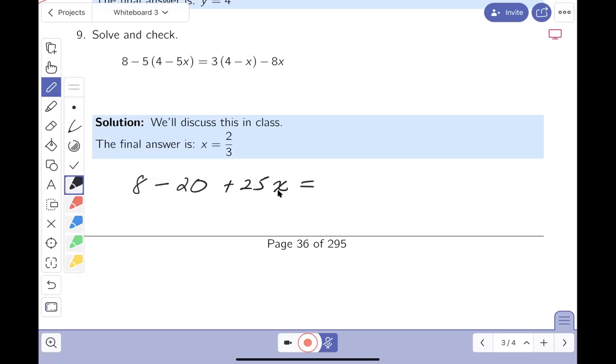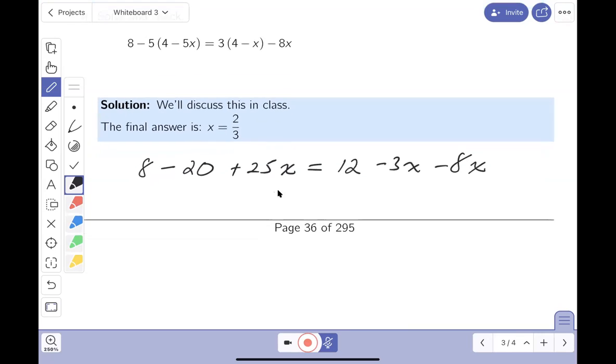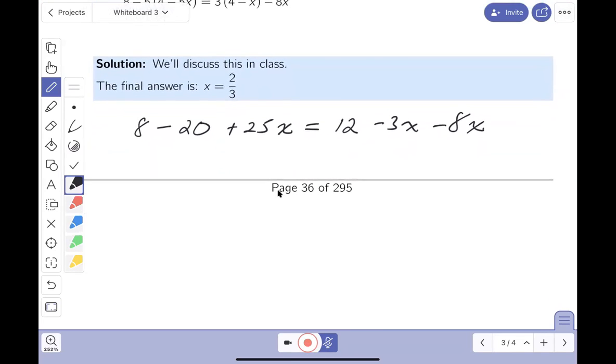Distributive property, 3 times 4 is 12. And 3 times minus x is minus 3x, minus 8x. Mistakes happen. And when they do happen, at least try to determine why a mistake happened. All right. I'm still simplifying the side. You get minus 12 plus 25x equals 12 minus 11x.